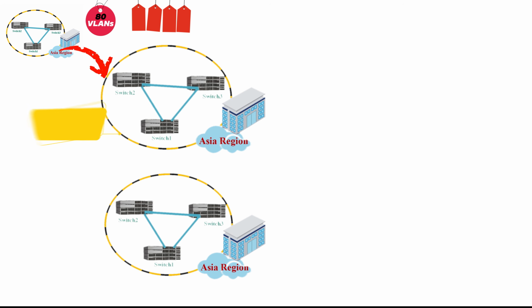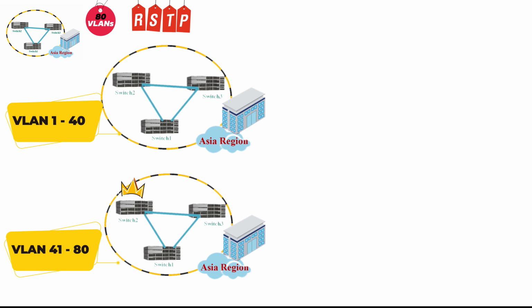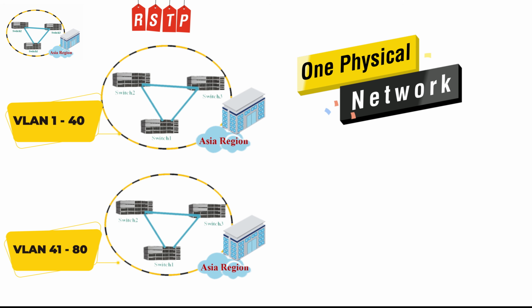For example, for VLANs 1 to 40, we are selecting switch 1 as the root bridge and using this path, while for VLANs 41 to 80, we are selecting switch 2 as the root bridge and using this path for data transfer. Keep in mind that these are both one physical network but divided into two logical networks, each with its own root bridge and data transfer, for better understanding of RSTP function.